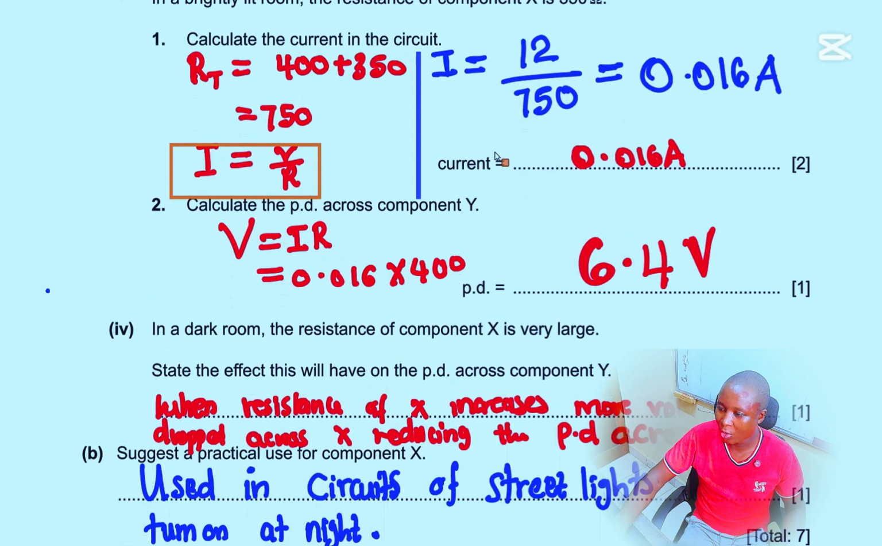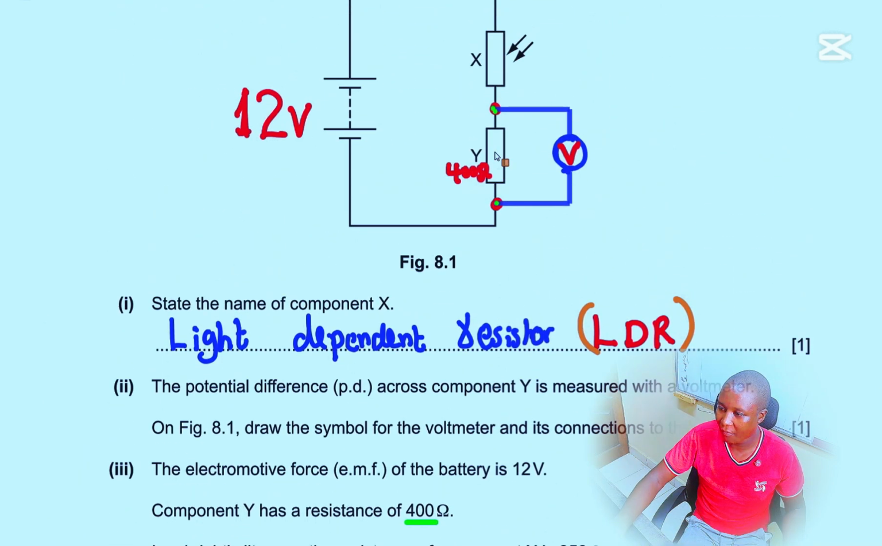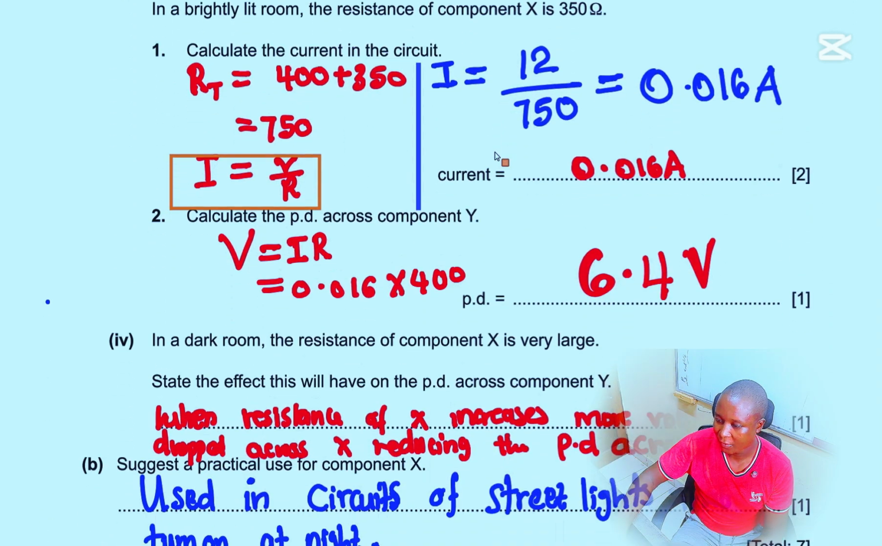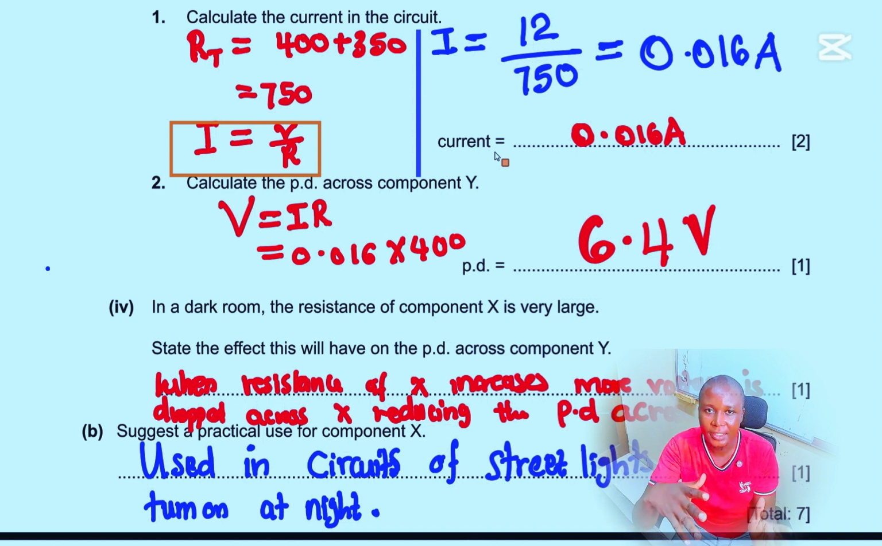Calculate the PD across component Y. And component Y, remember we were told this has 400 ohms. So what does that mean? It is the total current times the resistance of that component, and that is going to translate to 6.4. In a dark room, the resistance of component X is very large, so we need to appreciate the fact that the resistance of a light dependent resistor increases when light decreases.